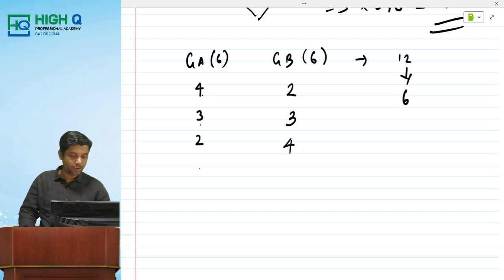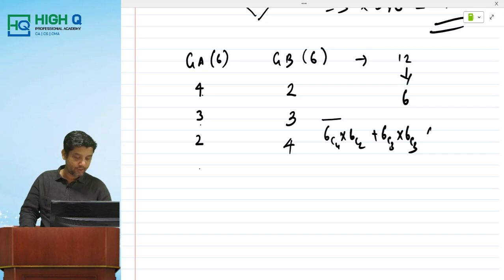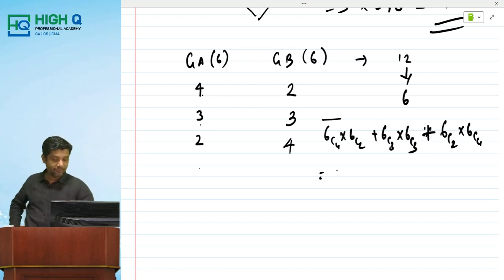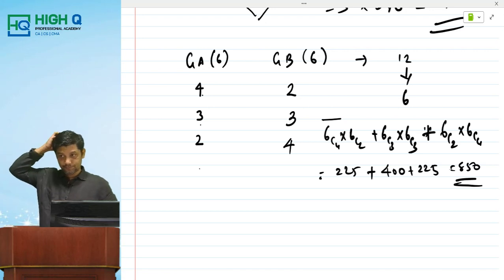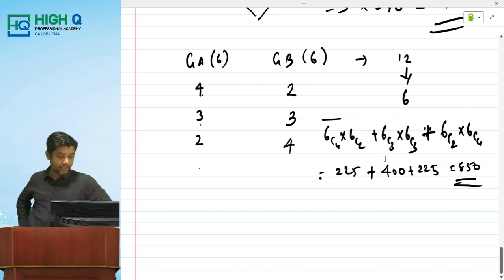Now I think the answer is over. What is it? 6C4 into 6C2 plus 6C3 into 6C3 plus... 15 15s are 225. 6C3 is 20. 20 20s are 400, plus 225, which is equal to 850. The answer is 850.